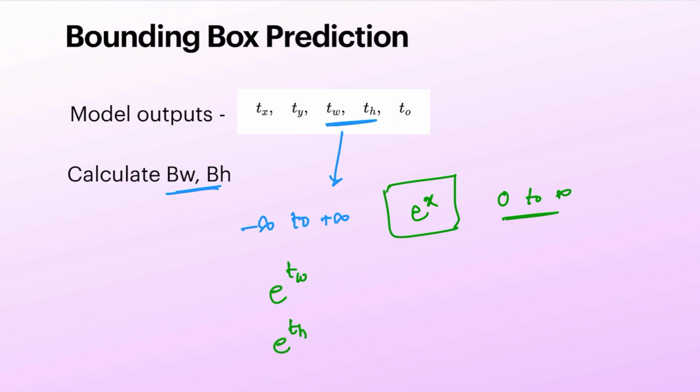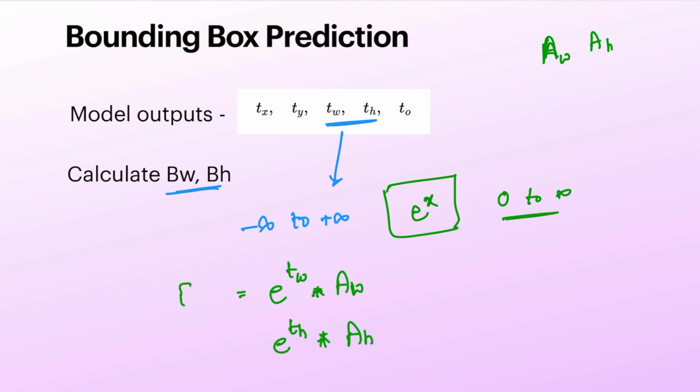Once we do this, we need this with respect to the anchor box. So here the width and height are actually relative to the anchor boxes. Let's say my anchor box has anchor width aw and anchor height ah. Then I will multiply the anchor width and multiply the anchor height.